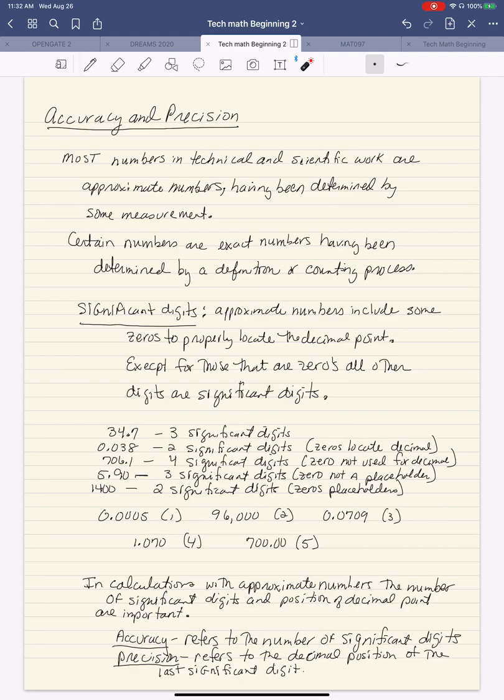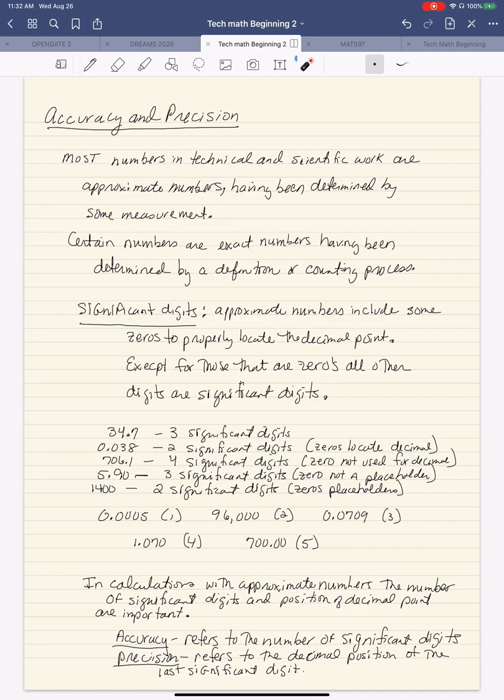1400, this is only two significant digits because the zeros are placeholders, and they're placeholders because there's no decimal point, so you don't count these. So any zeros to the left of a non-existent decimal point are not counted. And some more examples.